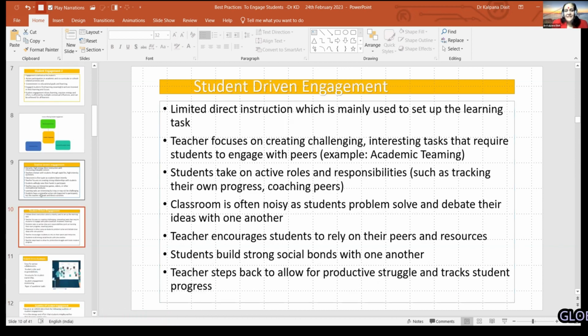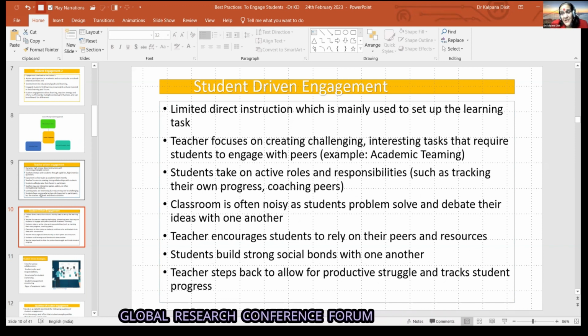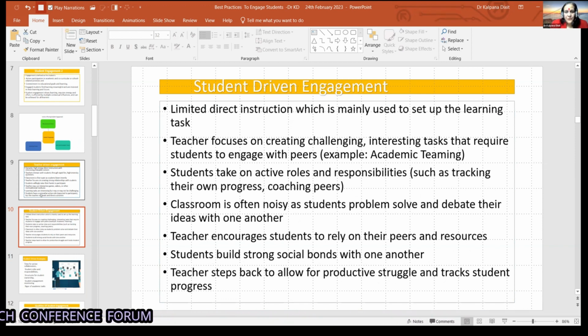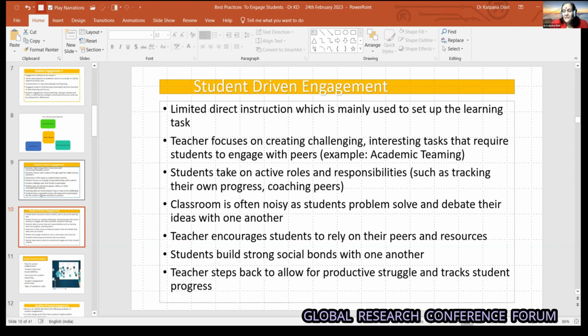The other thing is student-driven engagement. Sometimes students themselves try to engage themselves in the classroom. There is limited direct instruction, which is mainly used to set up the learning tone.